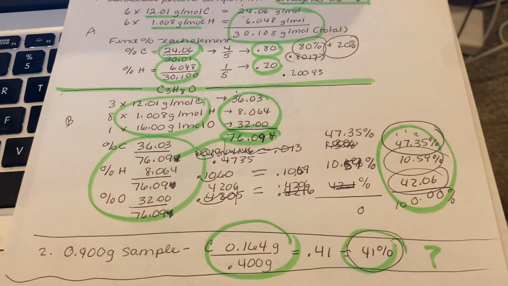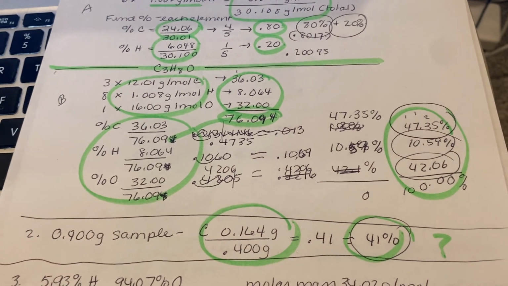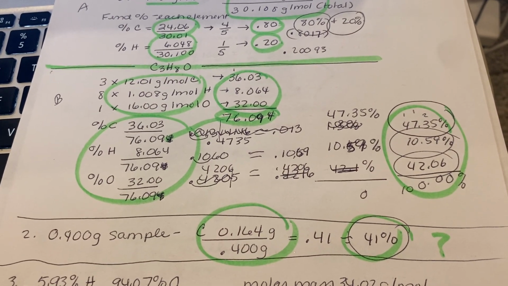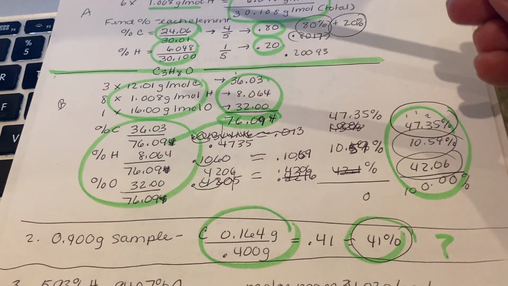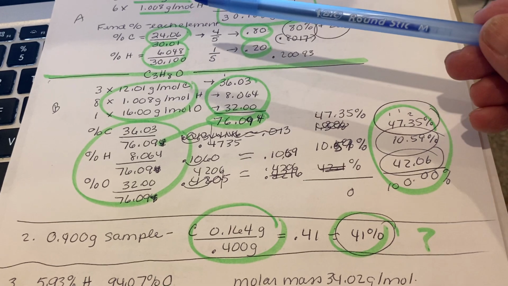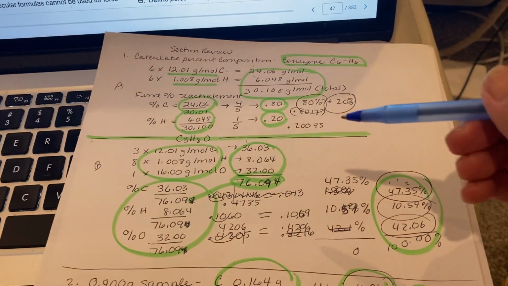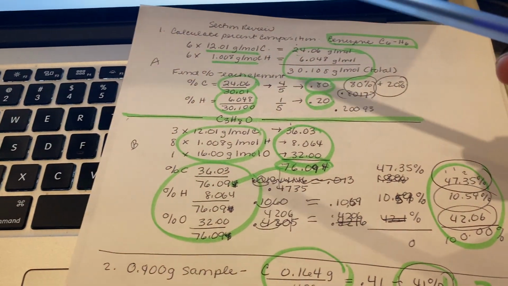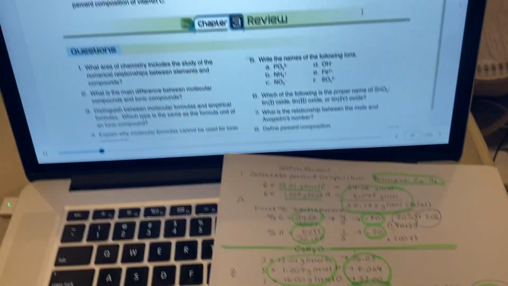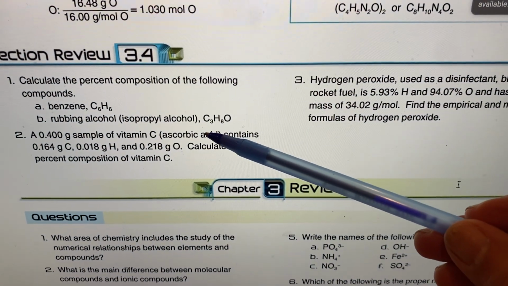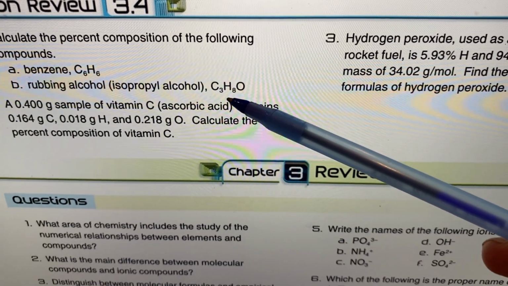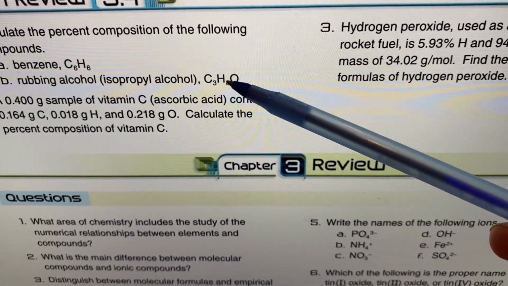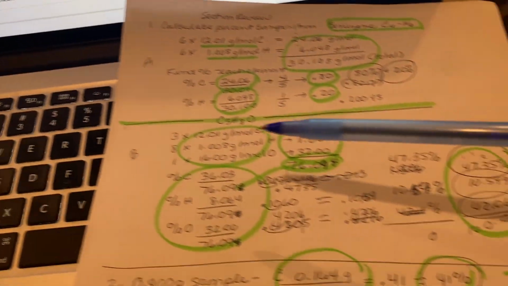So let's go on to the next one here. Oh, this is the B. We're going to find the percentage again. So this time, let's look at the number here. We have rubbing alcohol, and the formula is right here: 3 carbons, 8 hydrogens, and 1 oxygen. So that's what I did.